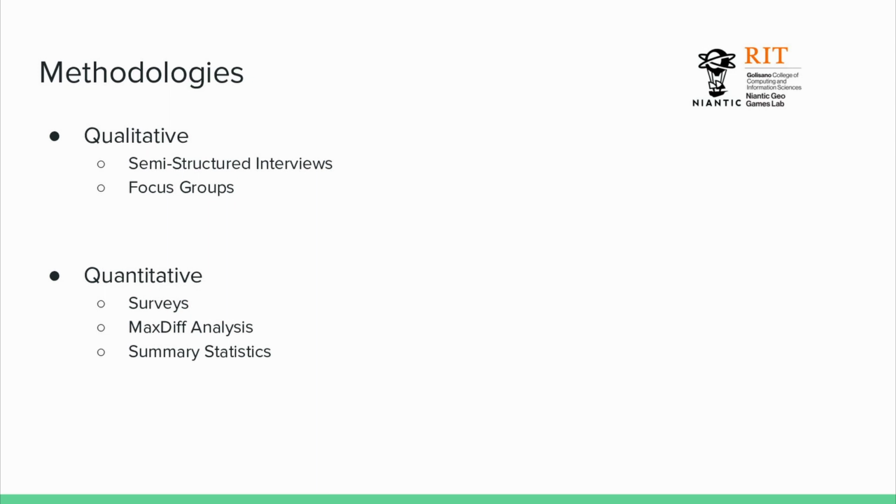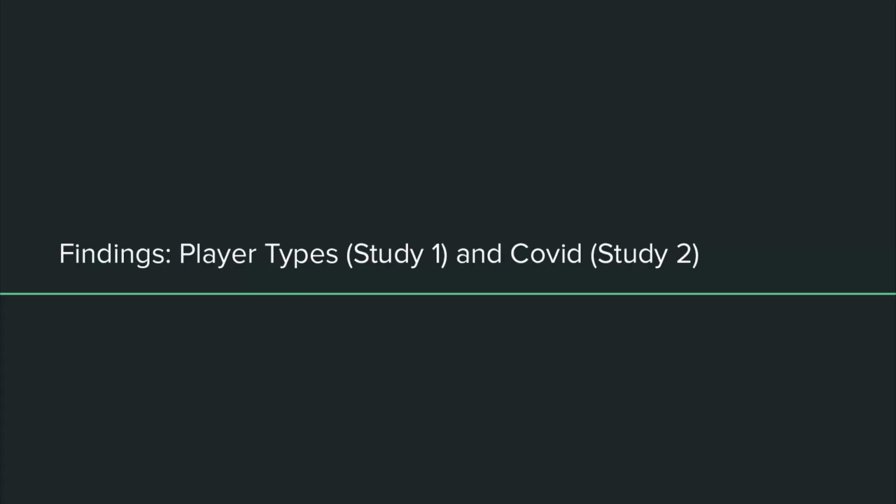Which brings me to the actual findings. So I'm going to divide this into 2 sections. The first dealing with player types and the impacts of COVID, and the second dealing specifically with advertising affordances. As I said before, these were studies to kind of establish a cohesive picture of the location-based games and try to understand a baseline before we started to kind of play with that baseline.